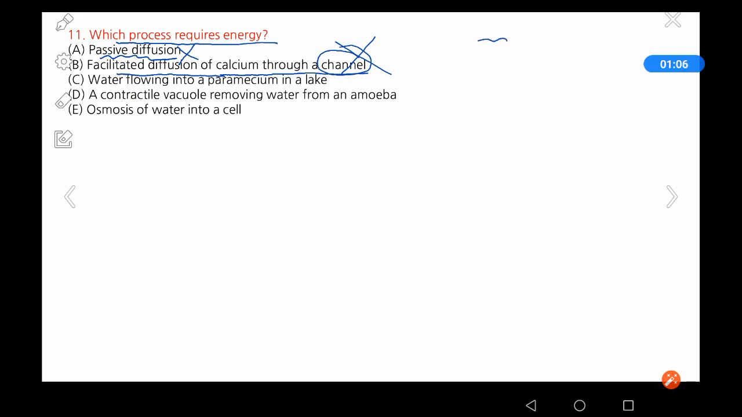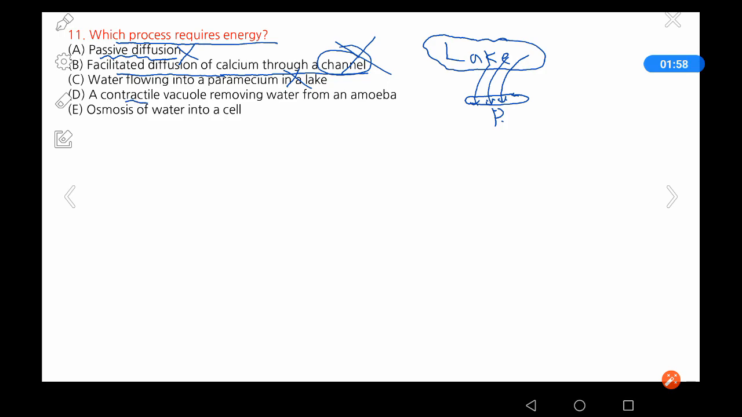So guys, let's say we have a lake. This is a lake that contains a high amount of water, and we have a paramecium, which is an organism. This paramecium is very small and contains a little bit of water. So when water moves from the lake into the paramecium, it doesn't require energy because water moves from high to low, which is by osmosis, by osmotic pressure. This will happen. So we don't require energy for water flowing into a paramecium.